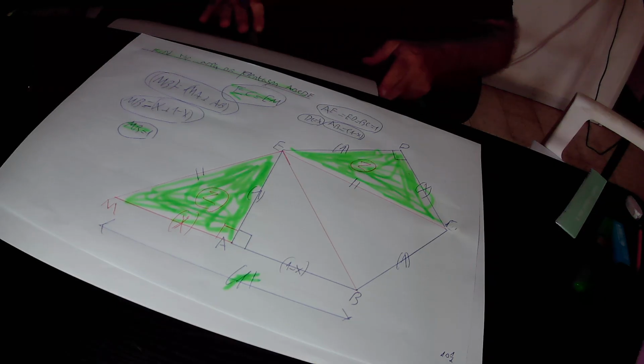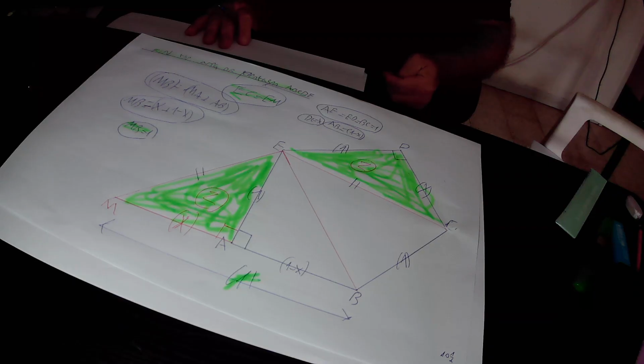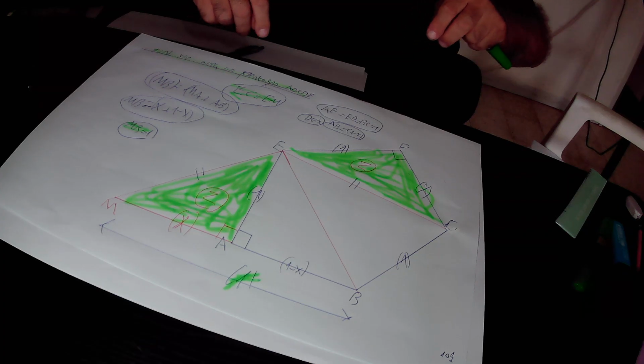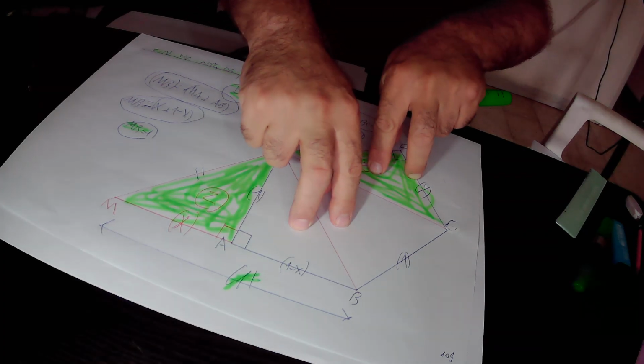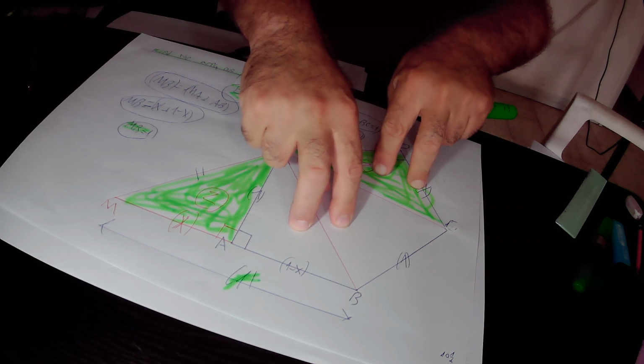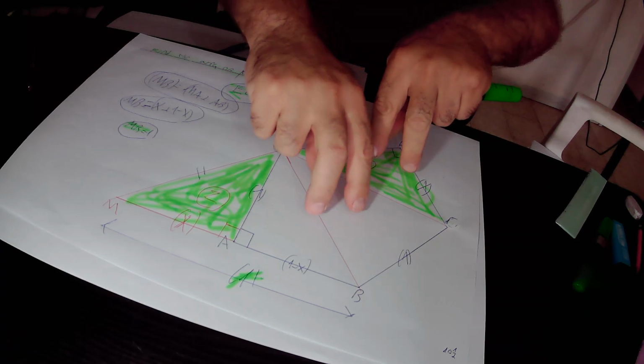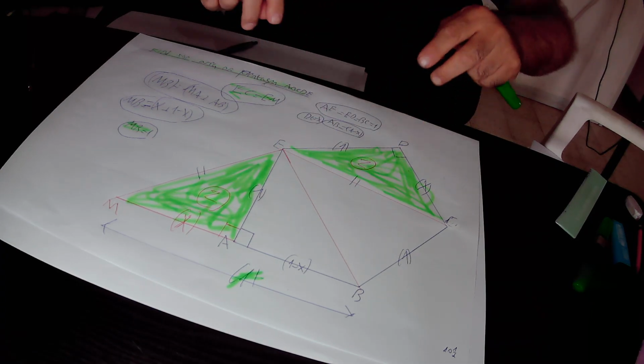Actually, the area of this big pentagon ABCDE must be equal to the sum of the areas of the shapes that it consists of. The big pentagon ABCDE consists only of those two shapes, and therefore its area must be equal to the area of those two shapes. It consists of those two shapes and nothing more.